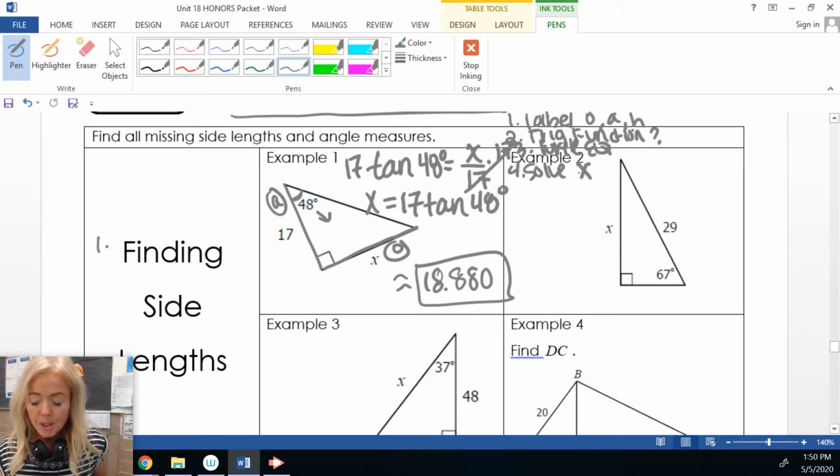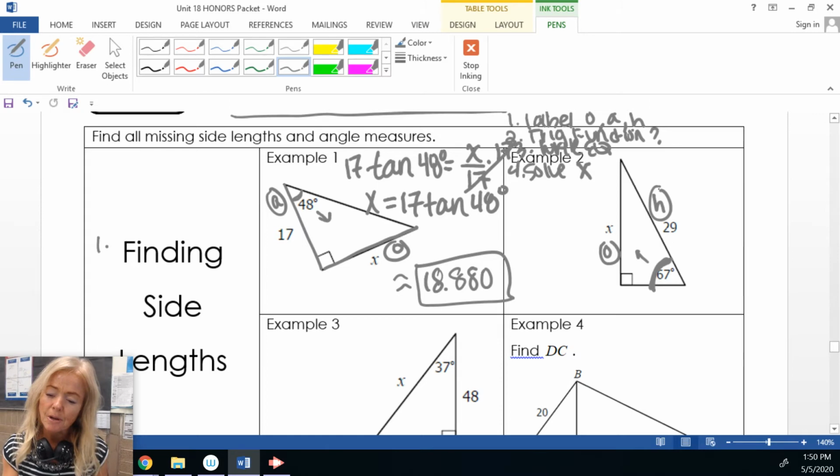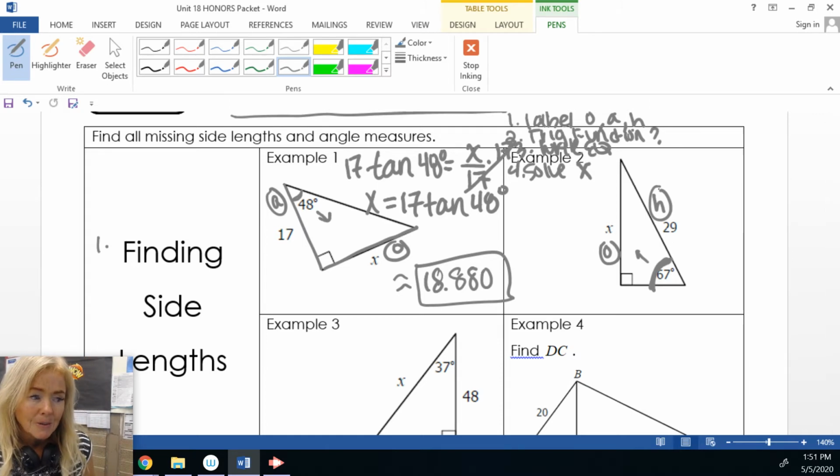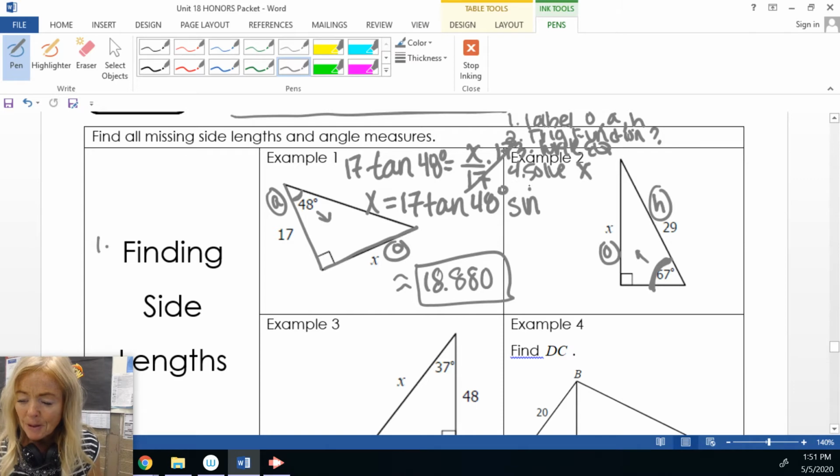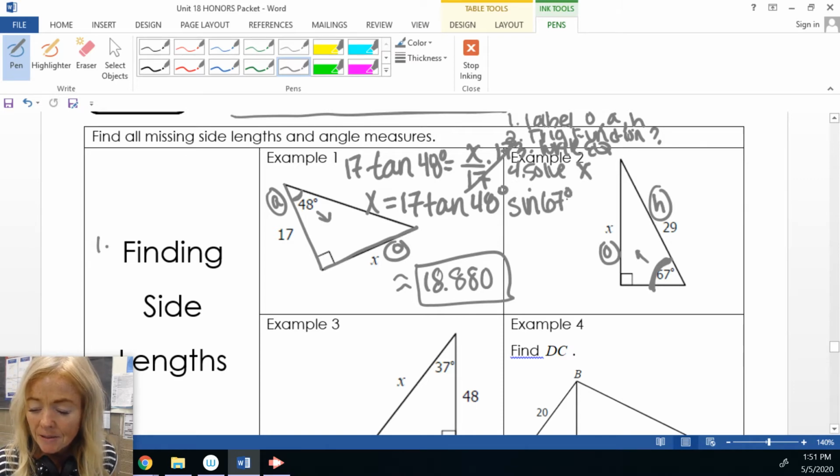So in example 2, we have our angle here. 67 degrees is our angle. So opposite is that one, and hypotenuse is that one. So we have O and H, opposite and hypotenuse. So O and H belong to sine. So SOHCAHTOA, sine is opposite divided by hypotenuse. So we'll use sine. So we labeled O and H. We figured out the trig function is sine. We write sine and then the angle. Angle always follows the sine, and that's equal to opposite over hypotenuse, x over 29.